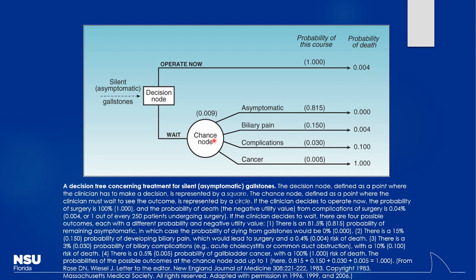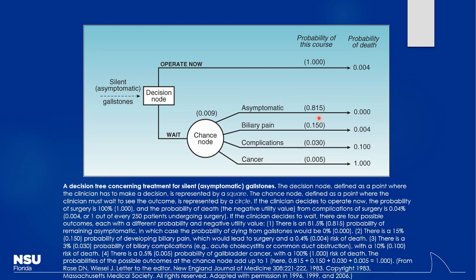Versus if they wait, looking at this chance node, you're going to see that they could go down several different pathways. They could just remain asymptomatic the rest of their life. And if they remain asymptomatic, what's the probability of death occurring because of that? Nothing, right? 0. So again, this seems like a pretty good option, right?